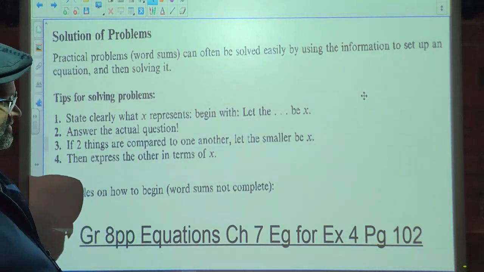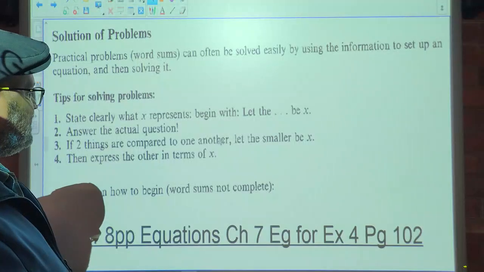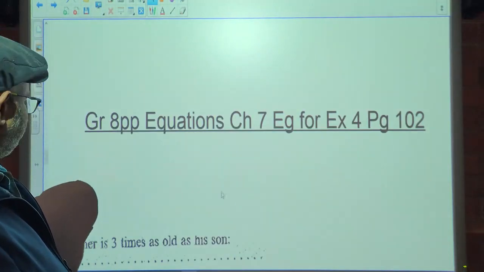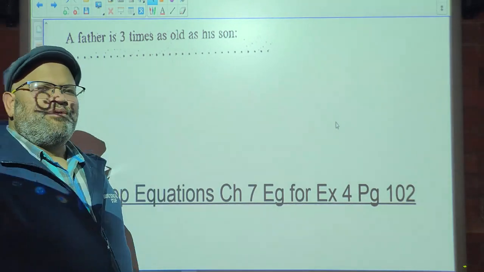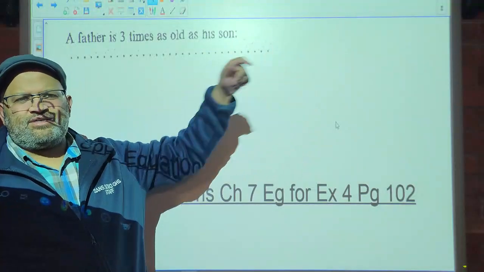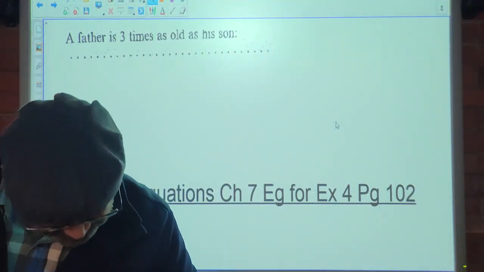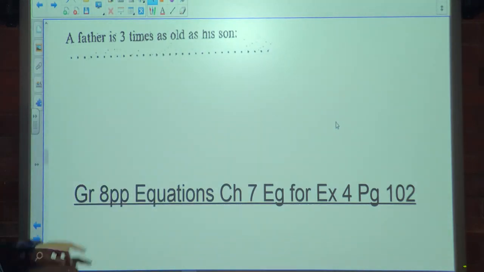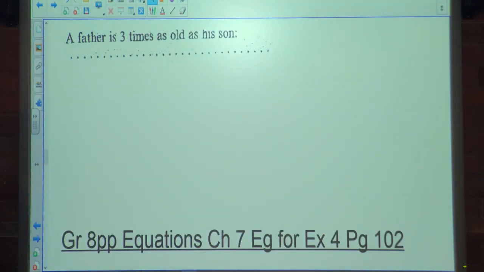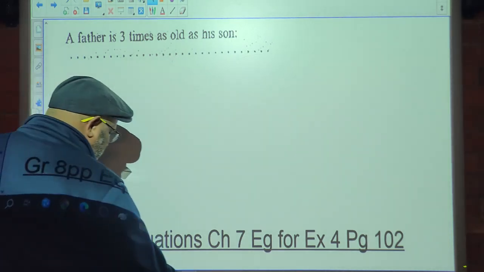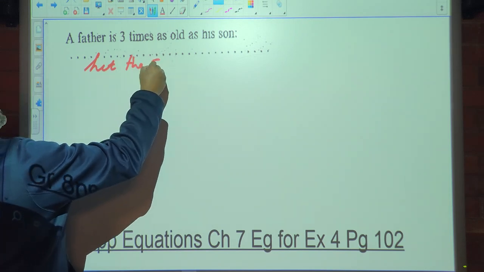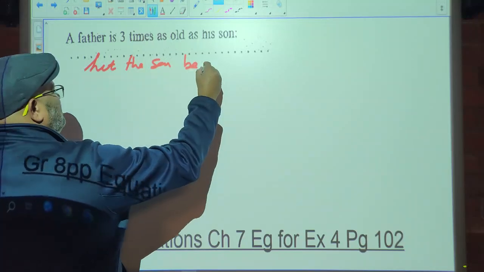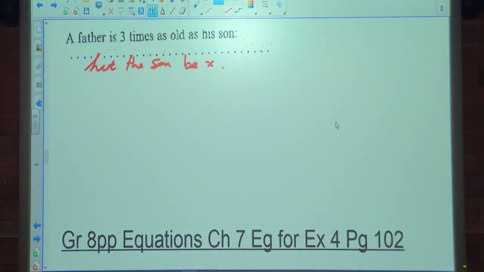Example, how to begin. Here we are told word sums not complete. So, looking at the first one, we are told that a father is 3 times as old as his son. But normally there's much more that goes with it. Okay, so they just want you to start it off. So where do we start? Who is younger? Who is smaller in quantity here? The son. So we say let the son's age, or the son, be x. Okay. So if the son is x, then how old is the father?